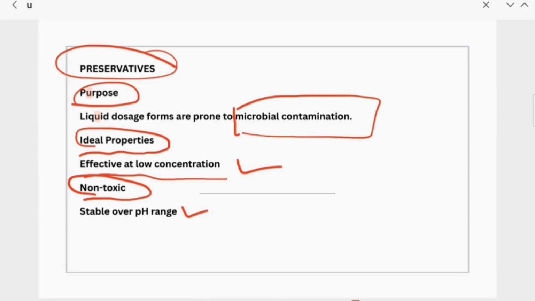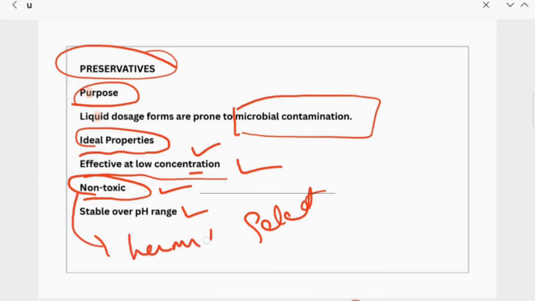If we are going to select a preservative, then these criteria are very important in selecting a preservative for the formulation. It should be effective even at low concentration. It should not produce any harmful effect, and it is stable over all pH ranges.